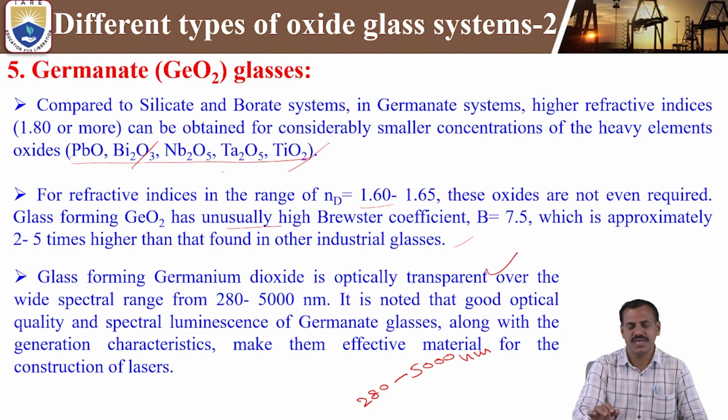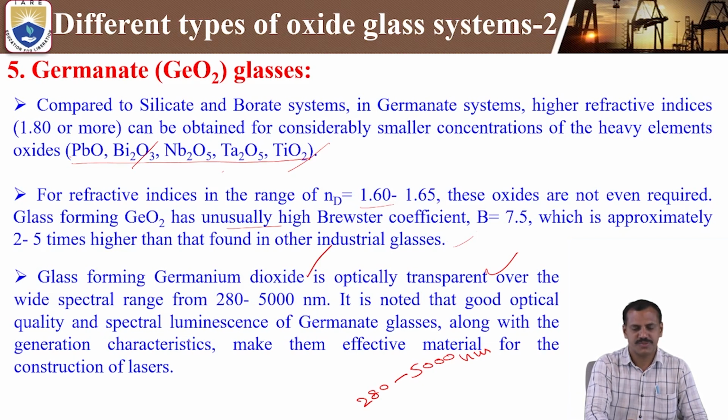In this spectral range the optical transparency is high in the glass forming germanium dioxide. There are a lot of applications for the germanium-based glass systems because they are optically highly transparent, from 280 nanometer to 5000 nanometers, covering ultraviolet, visible, near infrared, mid infrared and far infrared regions. So that way they are used for different applications of germanium oxide glass systems.